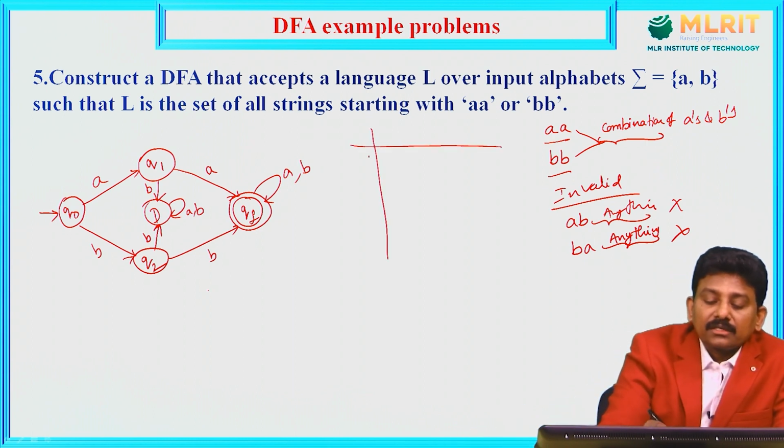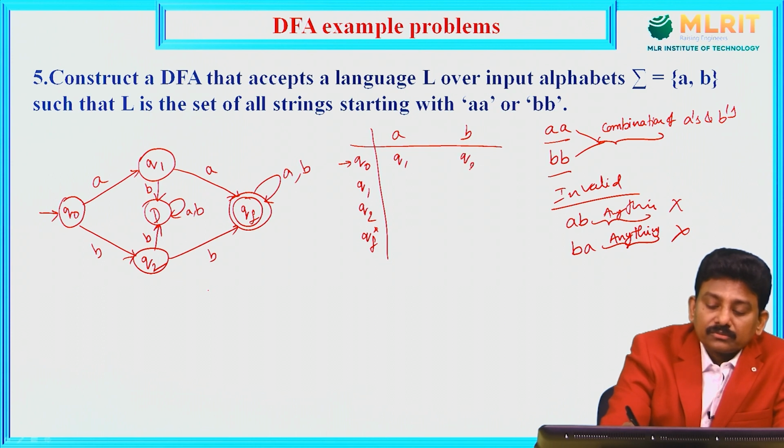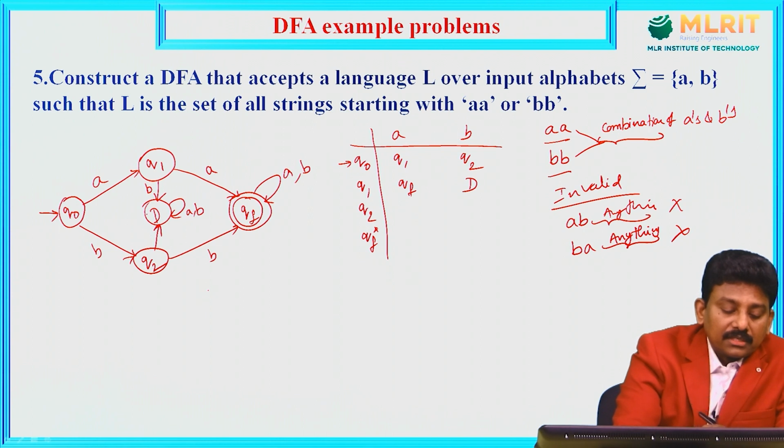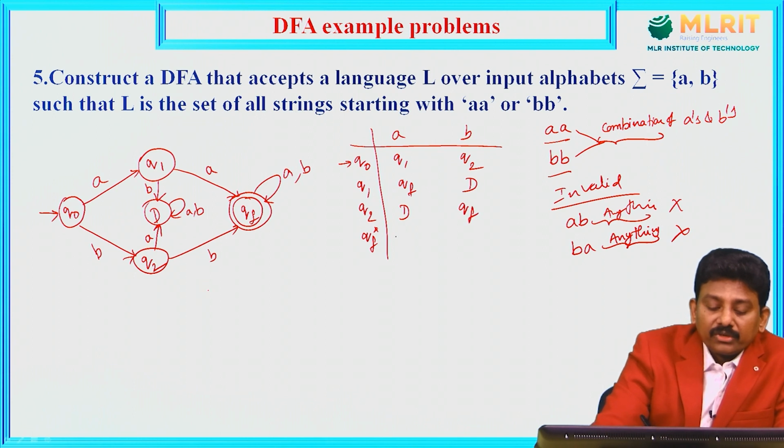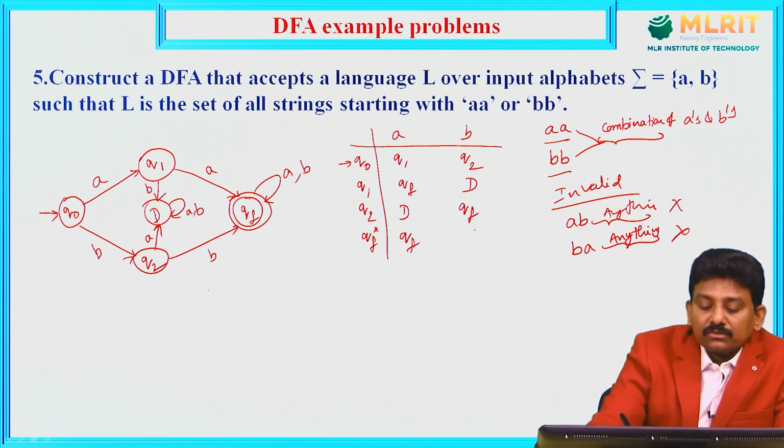So transition diagram: Q0, Q1, Q2, QF. QF is the final state, Q0 is the initial state, input is A or B. Q0 on A goes to Q1, Q0 on B goes to Q2, Q1 on A goes to QF, Q1 on B goes to the dead state. Q2 on A, first symbol is B, second symbol is A, goes to the dead state. Q2 on B goes to the final state, QF on A stays in the same state, QF on B stays in the same state.